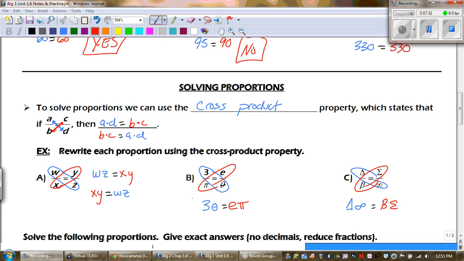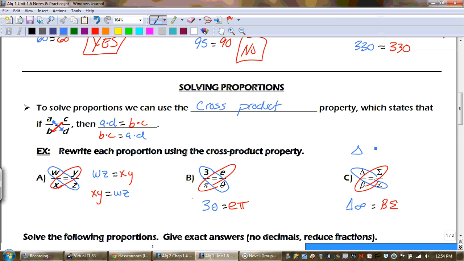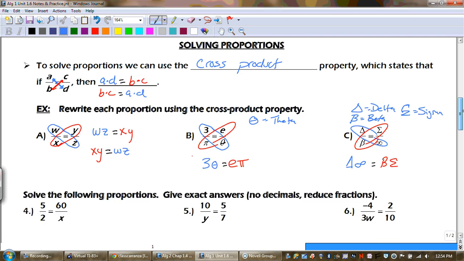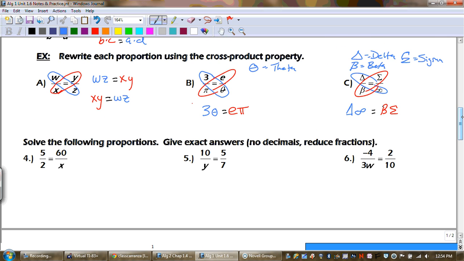Okay, and when you multiply those out, you get delta times infinity equals beta times sigma. Now, I know you guys don't know the names of those things, but from Greek, this is delta, the B is beta, and then we've got, sorry, mine looks kind of crazy, sigma, and over here, the one that we talked about, this was theta, okay? You'll see a lot of those Greek symbols used as variables from time to time, okay?